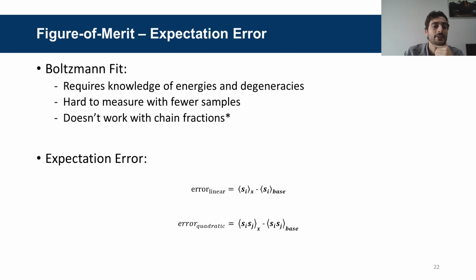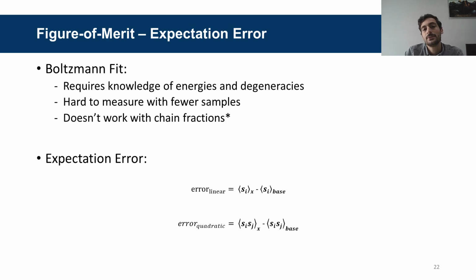And that's where we are starting to introduce a more informed, more context-aware metric, and we're starting to use expectation error. This is because the Boltzmann fit, like I said, requires knowledge of all the energies and degeneracies. It's hard to measure with fewer samples because then you have more of those gaps. And then this brings back the idea of the chain fractions. We can't do Boltzmann fit with chain fractions. We have to actually resolve values because we need to get a discrete energy value in that range.